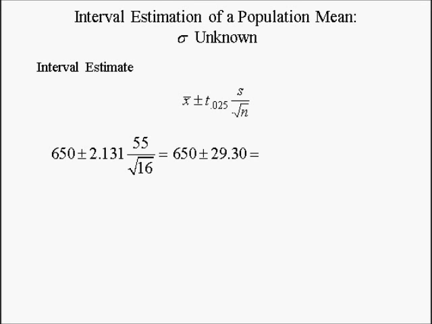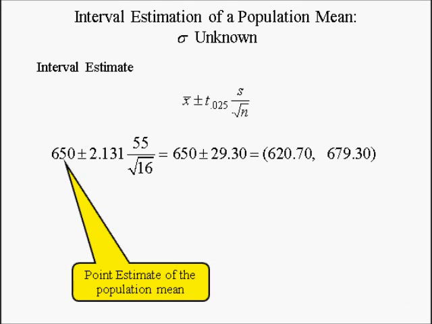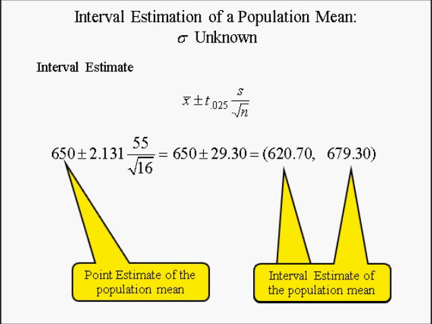The interval estimate equals 650 plus or minus the estimated margin of error, 29.30, or 620.70 to 679.30. The point estimate of the population mean mu is the mean rent from the sample. The interval estimate comprises two numbers, worst and best case scenarios.